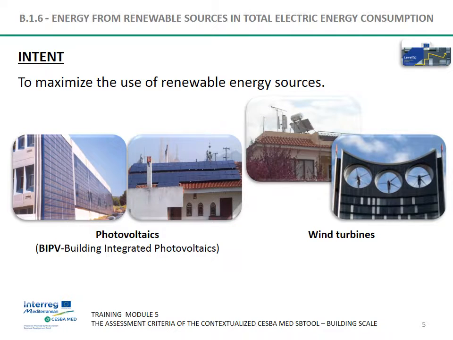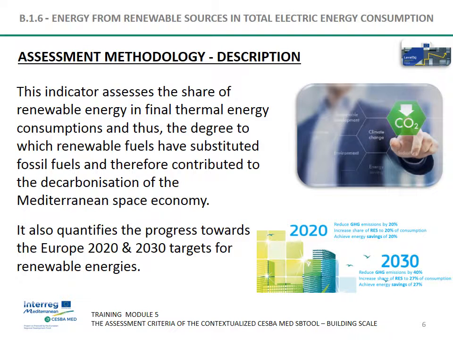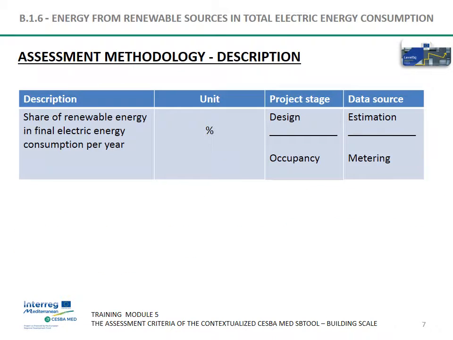So the objective of this indicator is to maximize the use of renewable energy sources. It could be photovoltaics, wind turbines. As already mentioned, this indicator helps in order to assess the progress of the targets for 2020 and 2030.